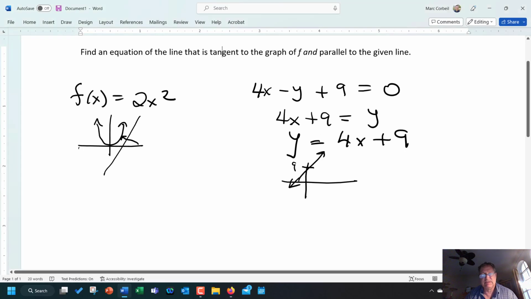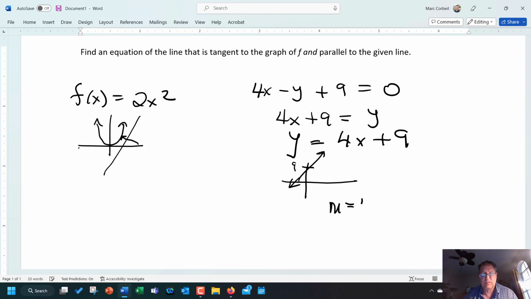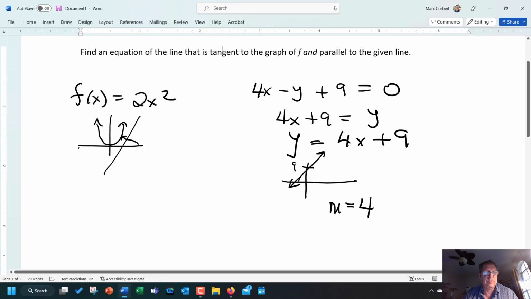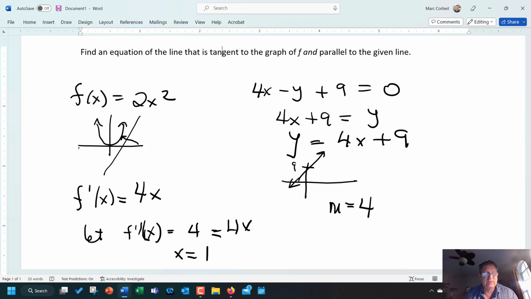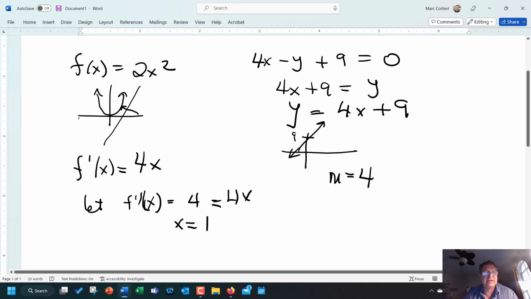Well, the first thing to realize is the slope we're going after is 4. So we want the slope 4. That's the slope we want, and we want that to match the slope of the particular line we have. So we know from doing the derivative that we can find the derivative of this function, and that would be 4x if you did the work for the derivative, right? Once we have that, we can say, well, when is this derivative going to be equal to 4? So we let the derivative, f prime of x, equal 4, and that's equal to 4x. And that's obviously going to occur when x is equal to 1. Just solve it.